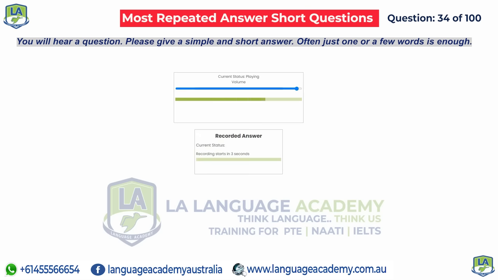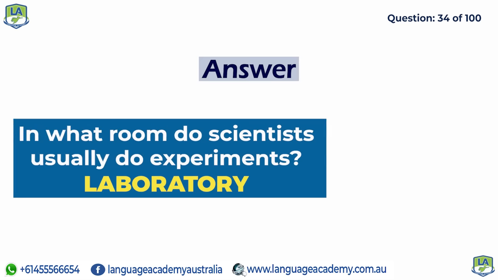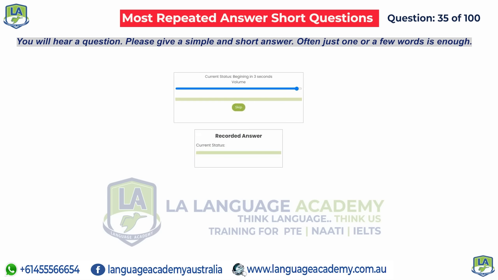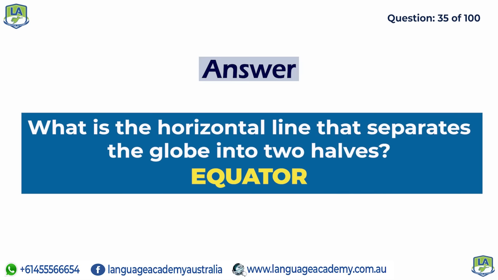In what room do scientists usually do experiments? Laboratory. What is the horizontal line that separates the globe into two halves? Equator.